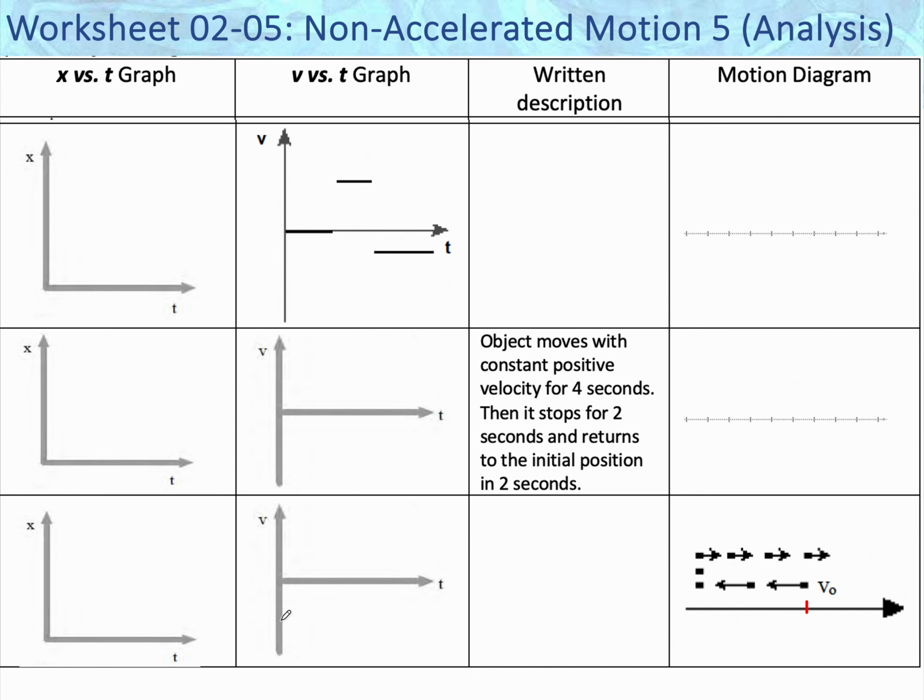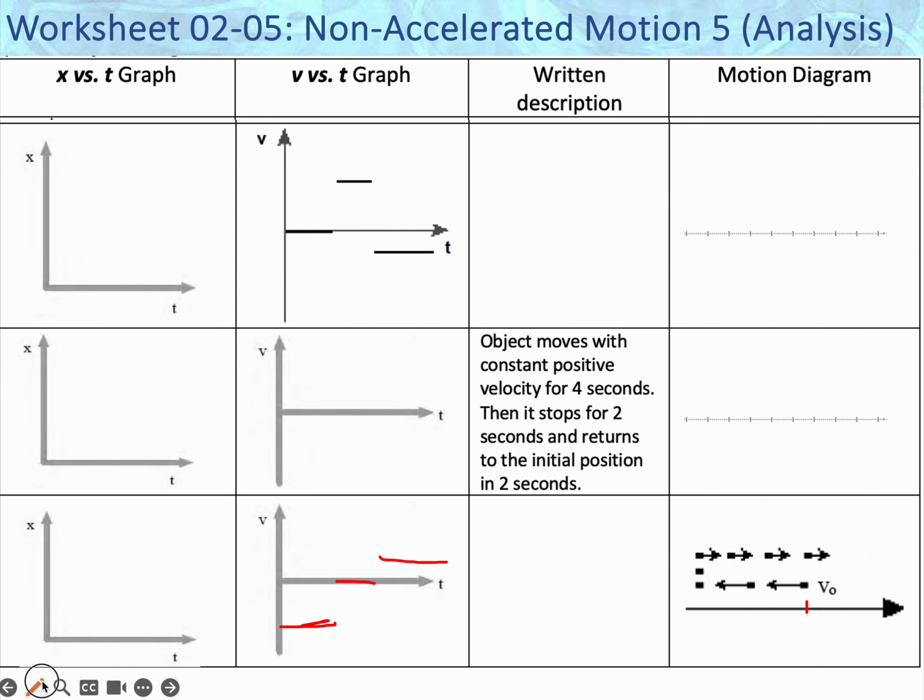It would be large and negative for the first couple of seconds. Then it would stop for a while, and then we have a positive velocity but at a slower rate for a longer period of time up here. Pretend those are horizontal lines.